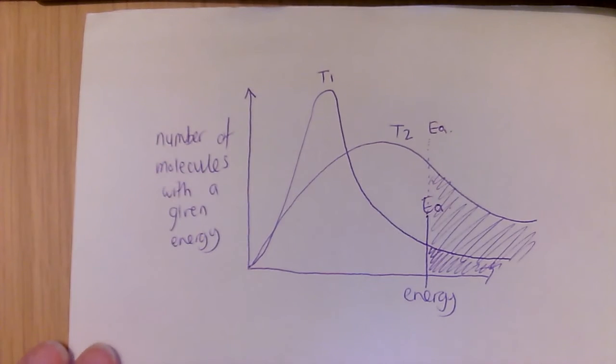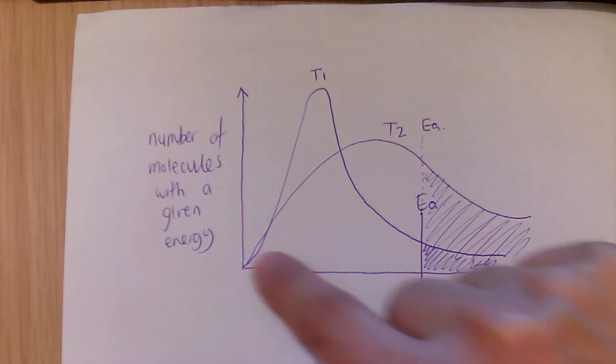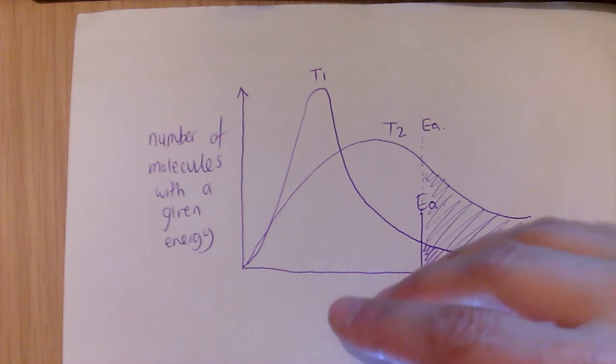What you need to be able to do is to sketch and talk about how that Boltzmann distribution changes if the temperature changes or a catalyst is added. So on this graph here, T1 represents the initial graph that I showed you at a lower temperature.